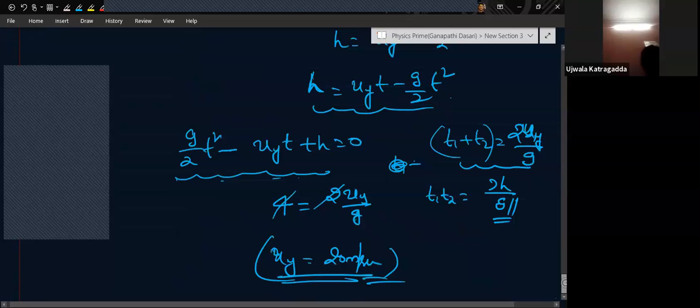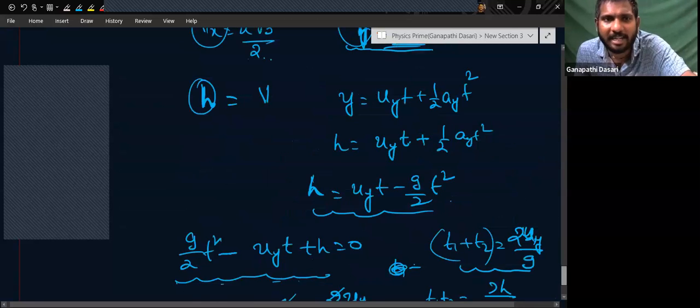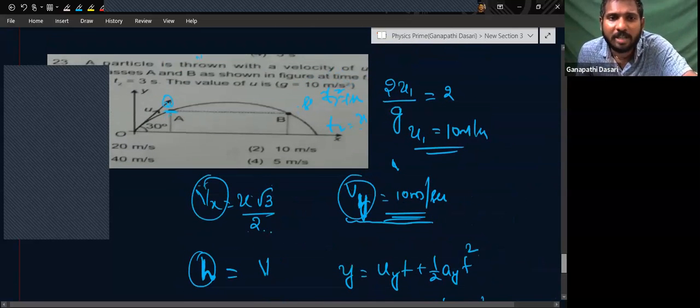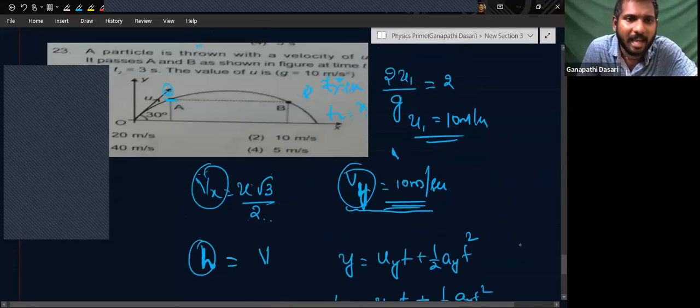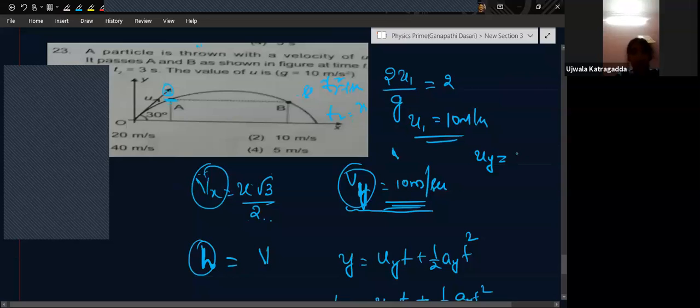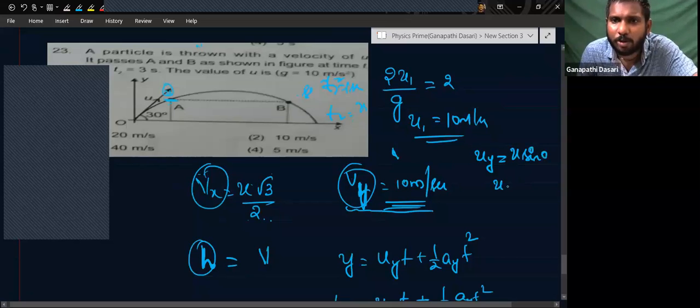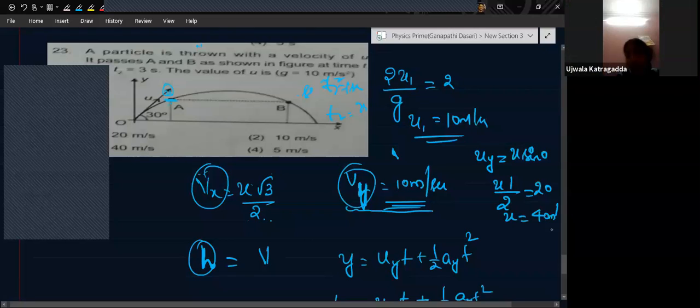Uy is 20 meter per second. We got it. What is uy here, according to the diagram? Uy is u sin theta. U sin theta is nothing but u sin 30, which is u by 2, equal to 20 meter per second. That means u is equal to 40 meter per second. You got the answer here?